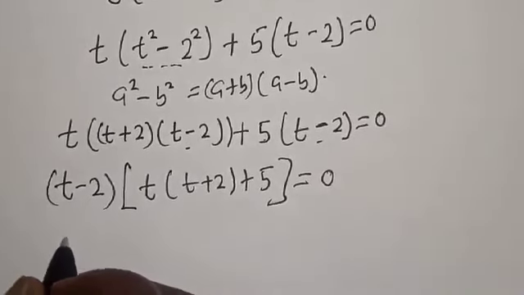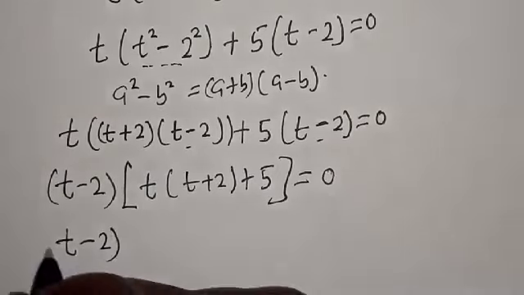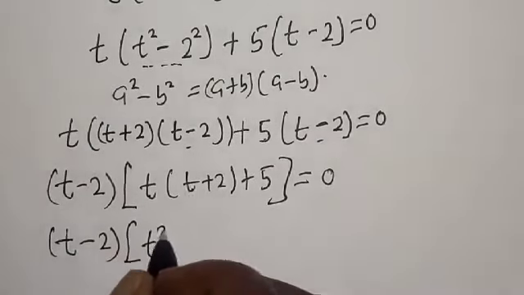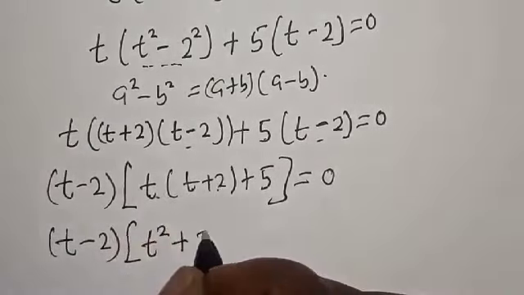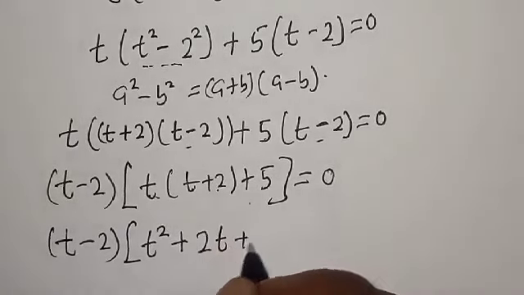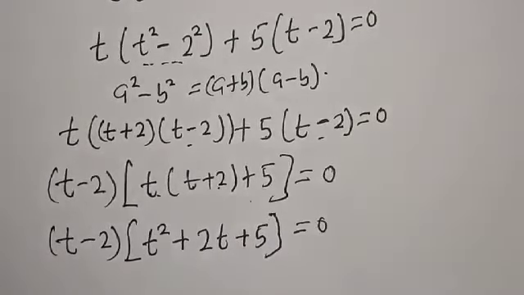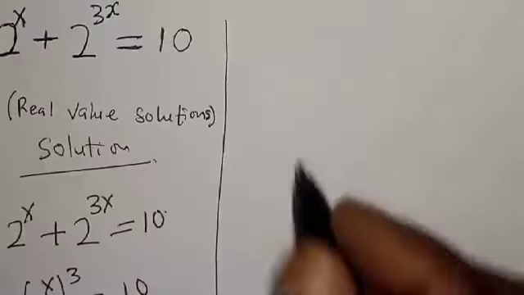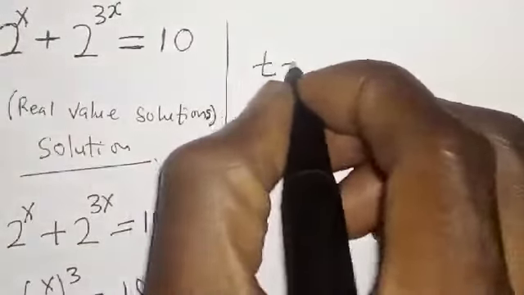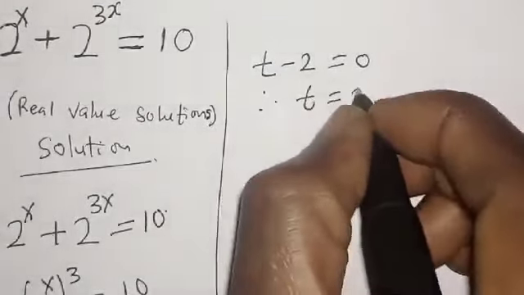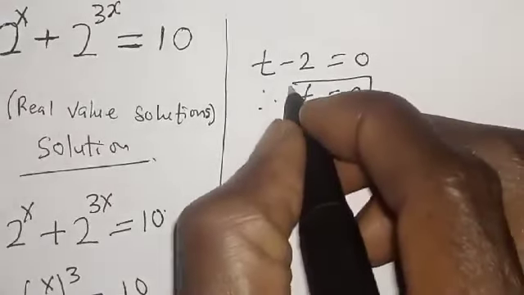From there, we have t minus 2 into t times t, this is t squared, plus t times 2, 2t, plus 5 is equal to 0. There are two cases here. t minus 2 is equal to 0, or t squared plus 2t plus 5 is equal to 0. From the first case, t minus 2 is equal to 0. Therefore, t is equal to 2. That is the first value of t.